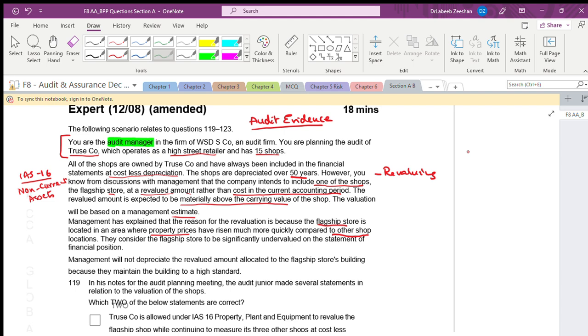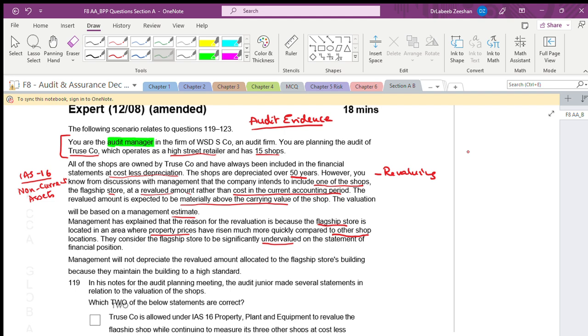If you understand this, things will be clear. They considered the flagship store to be significantly undervalued on the statement of financial position. This is the management estimate. Management thinks that the flagship store has been undervalued. Now, if we are doing this, it means you are increasing the value of one store, one asset, and you are ignoring other assets.